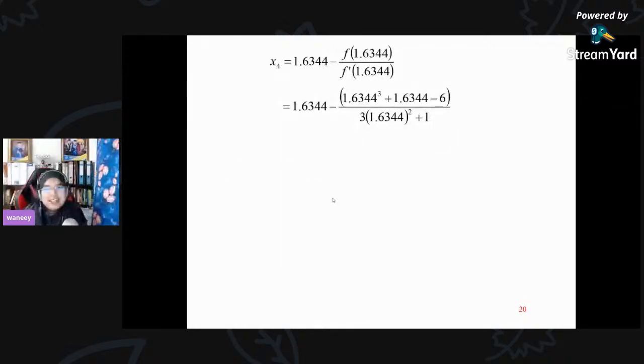Sama je. Memang kena sama. Sama. Okay, so bila sama, yang kita akan buat, kita akan stop. So similar with x3, right? So x3 is 1.6344. x4 is also 1.6344.